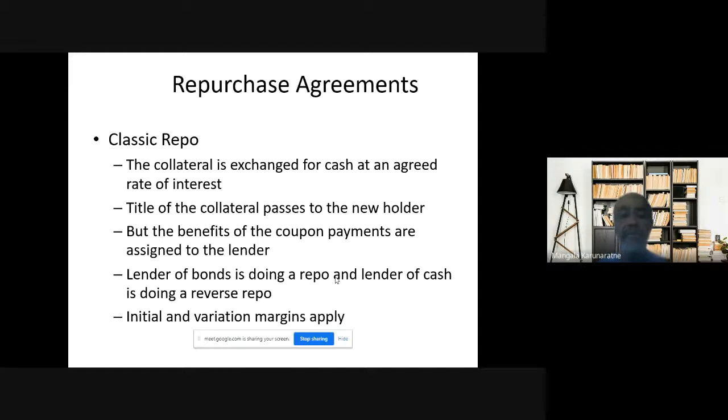bank A. So the lender of bonds, who is the lender of bonds? The bank B. So in this case, bank B is doing a repo, and bank A is the lender of cash. Bank A gives cash to bank B, so it's doing a reverse repo. Basically, the person who is giving cash is doing a reverse repo.